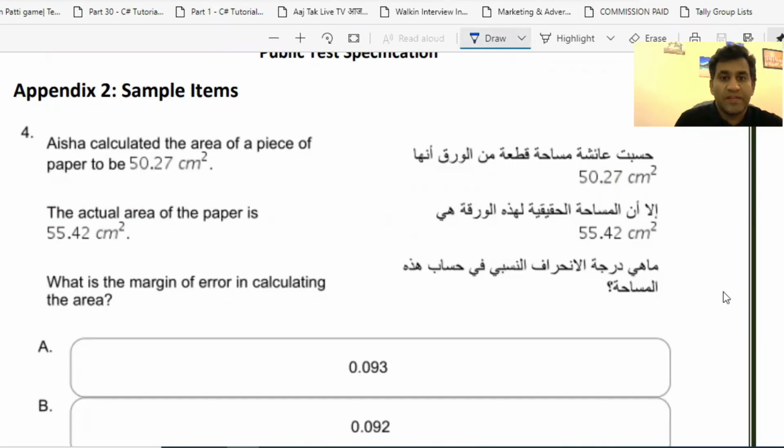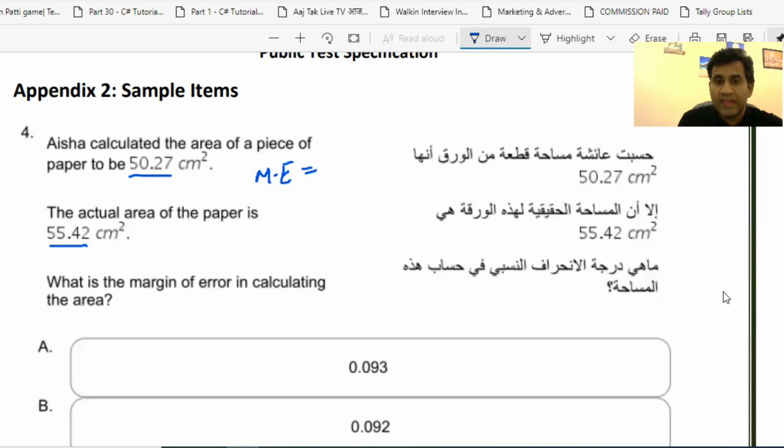Aisha calculated the area of a piece of paper to be 50.27 centimeters square. The actual area of the paper is 55.42 centimeters square. What is the margin of error in calculating the area? Margin of error is basically the difference in the calculation over the actual value. So what is the difference? The actual value is 55.42 and the calculated value here is 50.27. So I can say the marginal error is basically the difference between the values divided by the actual one.